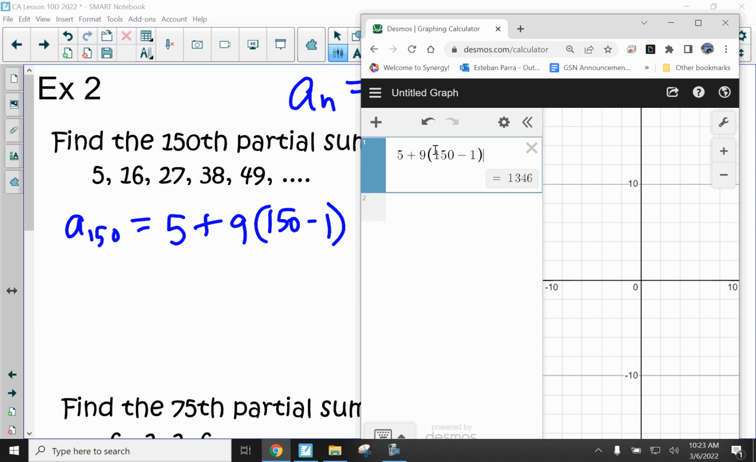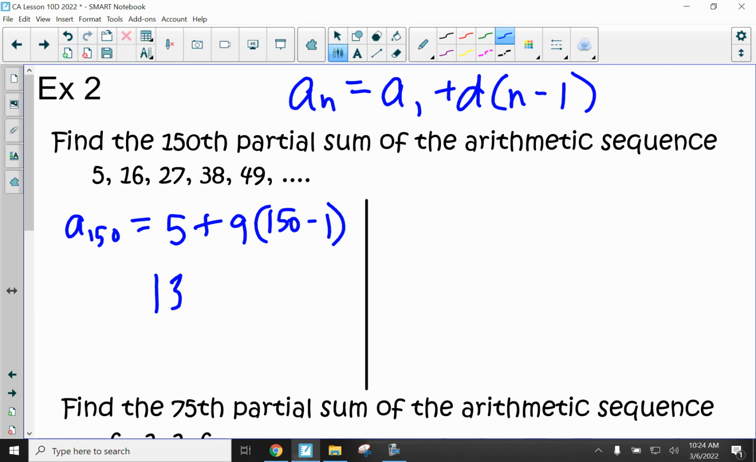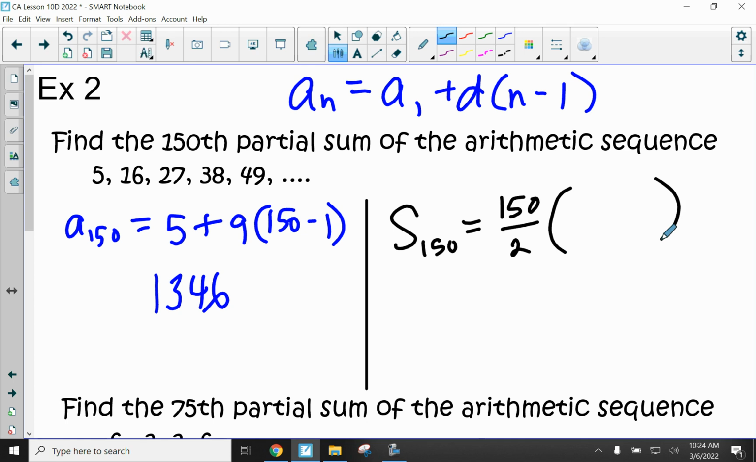I'm going to close the parentheses here. So that's 1346. Now that number right there is going to be important because now we have to find the sum of the first 150 terms. So it's going to be 150 divided by 2. And we have to use the first term, which we already know because they always give that to us, and add that to the last term, which is 1346.